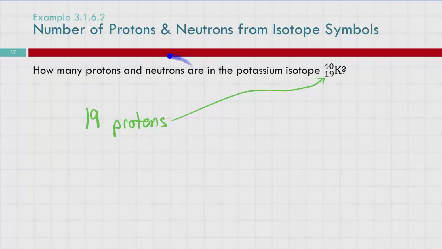To figure out number of neutrons, what are we doing? We're subtracting. So we've got 40 over 19K. If we do a little subtraction, we get 21 neutrons. So that's a calculation. These are things that we should be able to pull out or put back in at will, and hopefully relatively quickly.